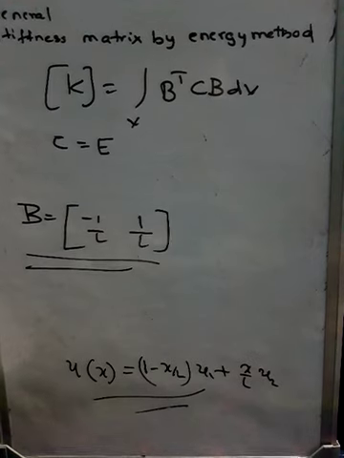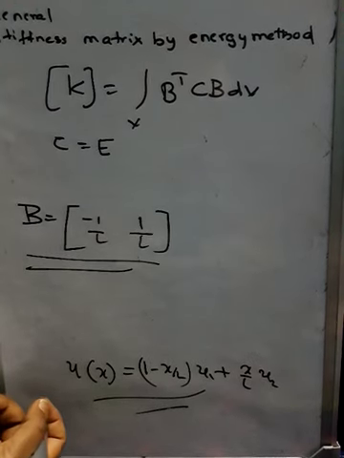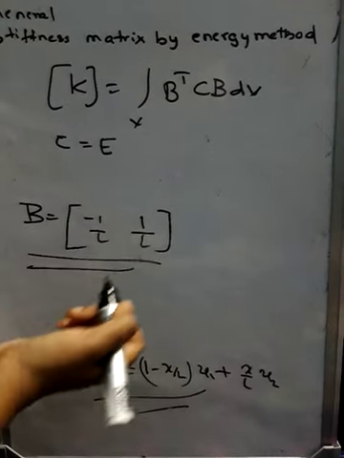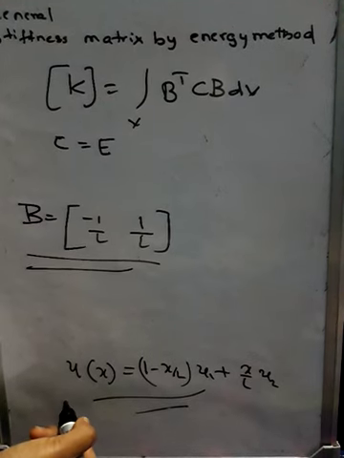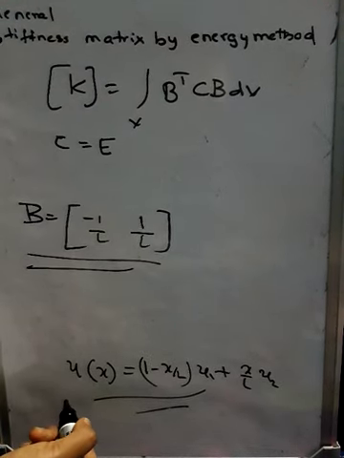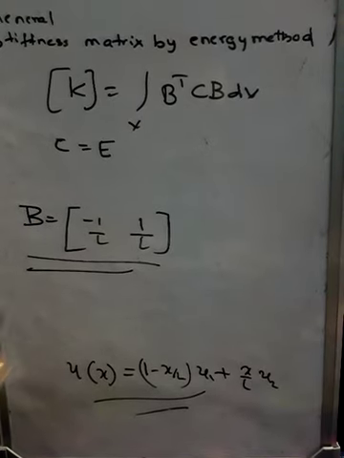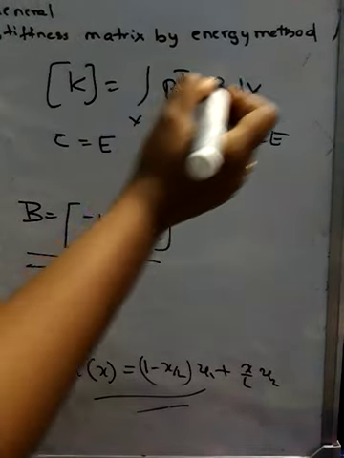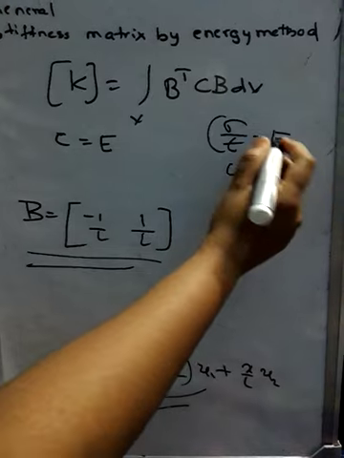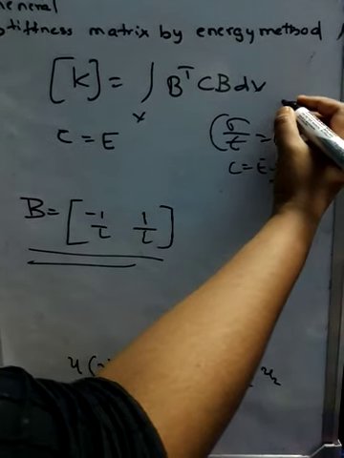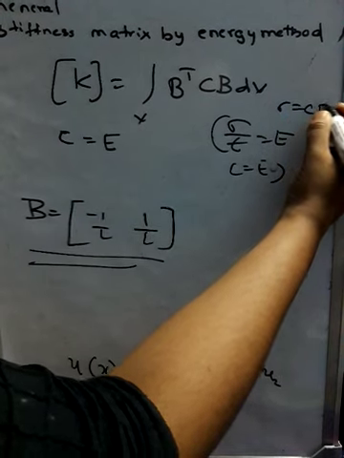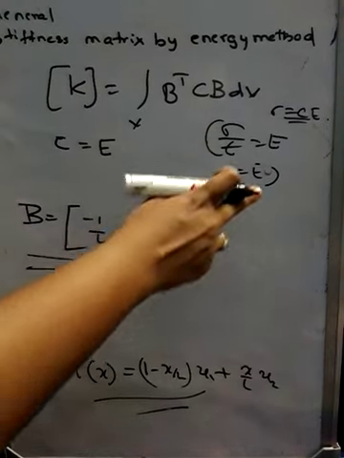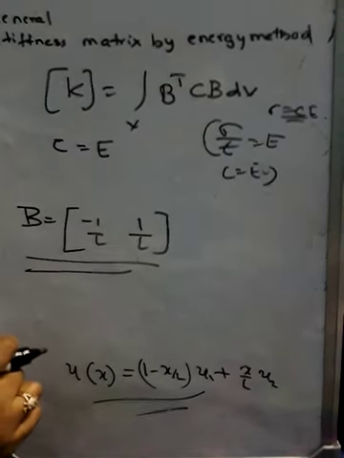In case of a one dimensional element, you can directly write C is equal to E. Why? Because stress is directly proportional to strain by Hooke's law. So sigma by epsilon would be equal to what? E. So you can just write sigma by epsilon is equal to E. That's why you will be getting C is equal to E. Because we know that sigma is equal to C into epsilon, because C is nothing but the stress strain relationship matrix. So directly I will be writing C is equal to E by Hooke's law.